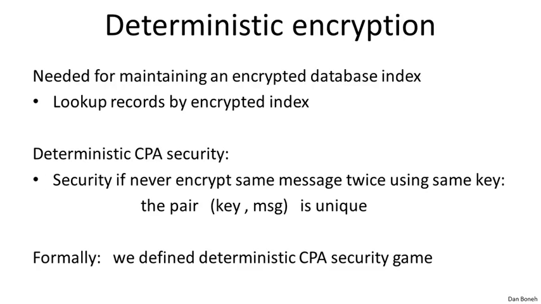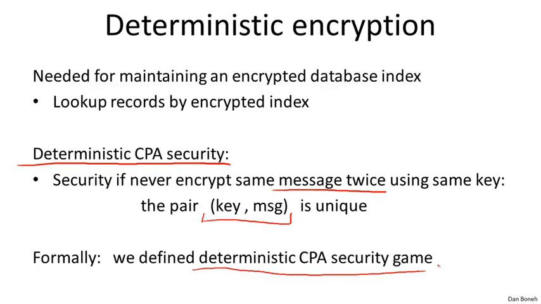The problem was that we said deterministic encryption can't possibly be secure against a general chosen plaintext attack, because if the attacker sees two ciphertexts that are equal, it learns that the underlying encrypted messages are the same. So we defined this concept of deterministic chosen plaintext security, which means that we have security as long as the encryptor never encrypts the same message more than once using a given key. In particular, this key, message pair is only used once. For every encryption, either the key changes or the message changes. And then, as I said, formally we define this deterministic CPA security game, and our goal in this segment is to actually give constructions that are deterministic CPA secure.